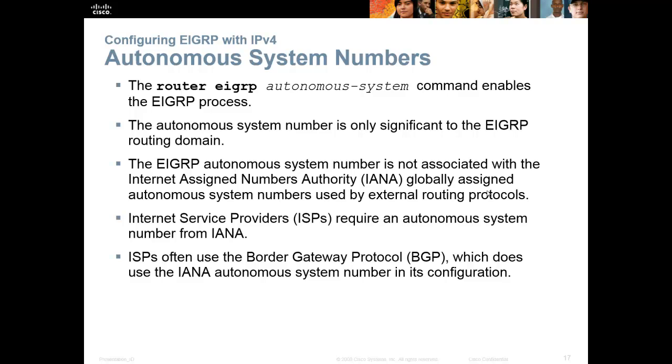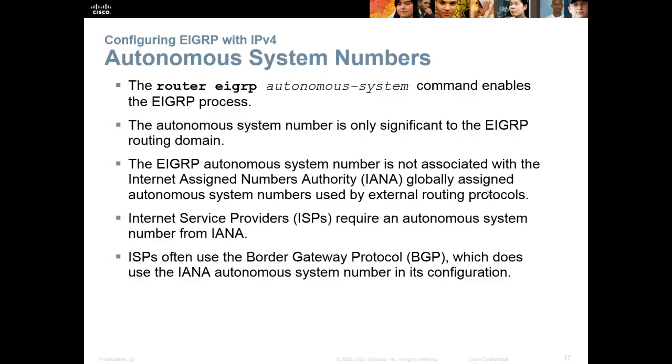And that's how we separate networks. We don't separate them with areas, we separate them with autonomous system numbers. So router EIGRP 10 will only send updates to other routers in EIGRP 10. All the other stuff is about the autonomous system number. It's only significant to that routing domain.